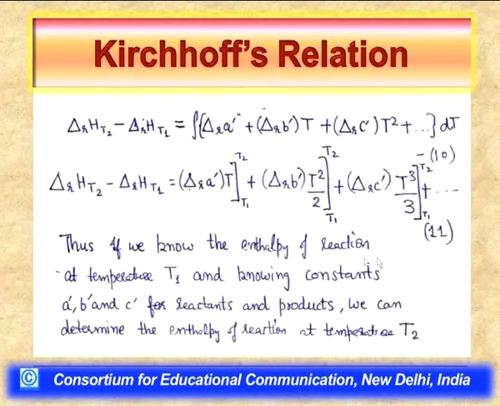So thus if we know the enthalpy of reaction at temperature T1, that is delta RH T1, and we know T1 and T2, and knowing the constants A dash, B dash and C dash for all the reactants and products chemical species, we can determine the enthalpy of reaction at temperature T2.